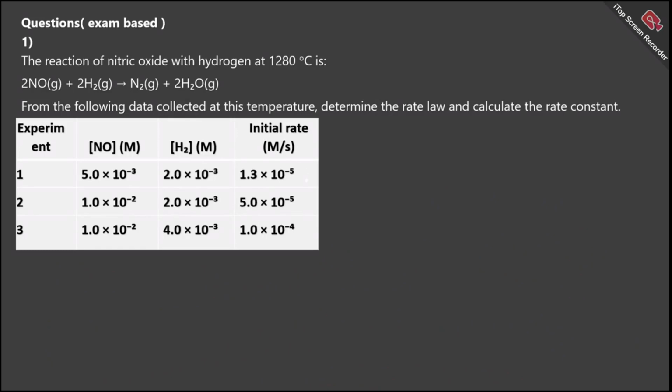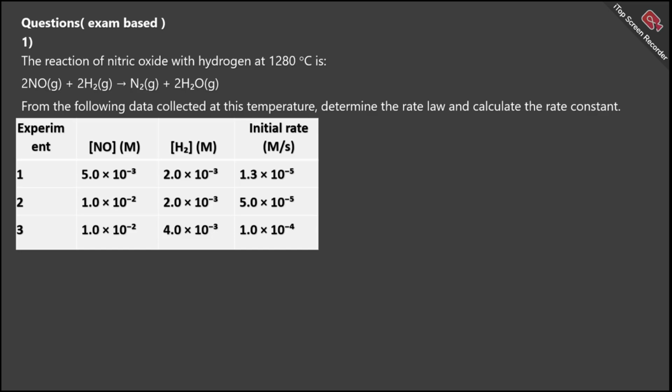Okay, so this is our next example. It's actually simple. We're going to use the same techniques we used for the last example that we just did. The question is saying the reaction of nitric oxide with hydrogen at 1280 degrees Celsius is this reaction that we have. From the following data collected at this temperature, determine the rate law and calculate the rate constant.